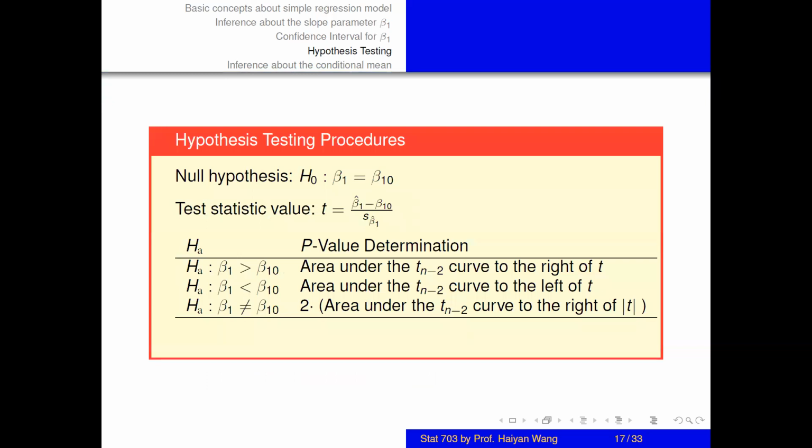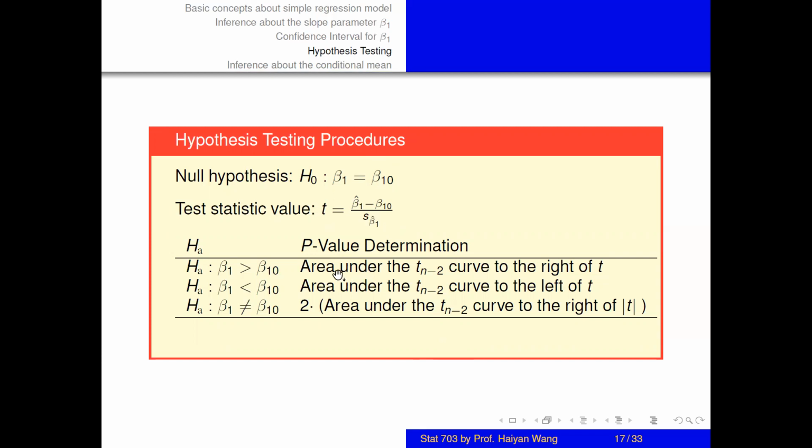That was for beta 1 equals 0. Instead of 0, we could test beta 1 equals any parameter value of interest. For example, if you tested beta 1 equals a given value, for example, slope equals 1, then the statistic is beta 1 hat minus beta 1 0, divided by the standard error.